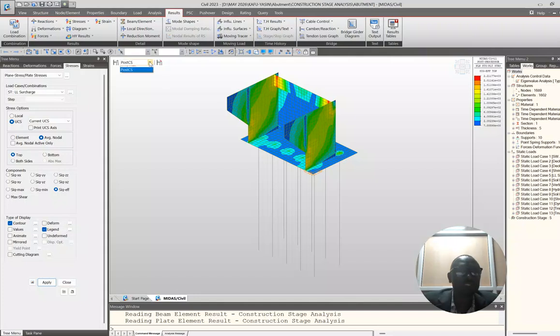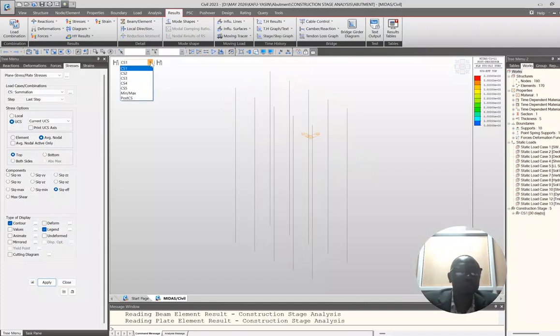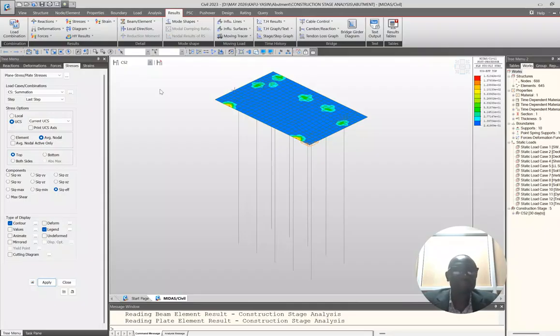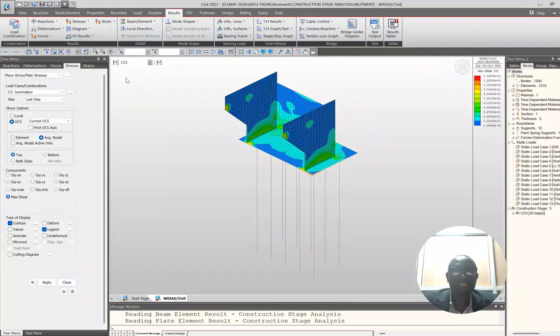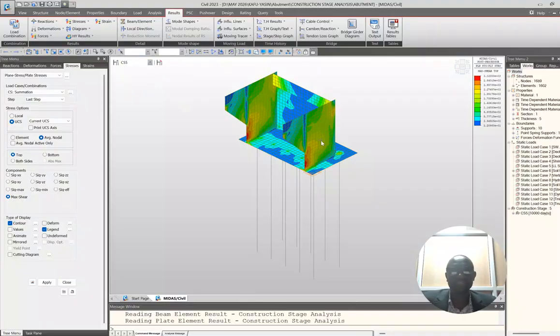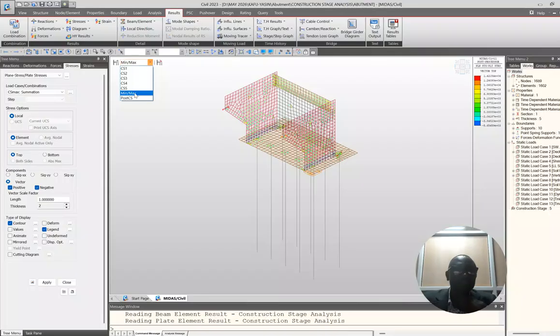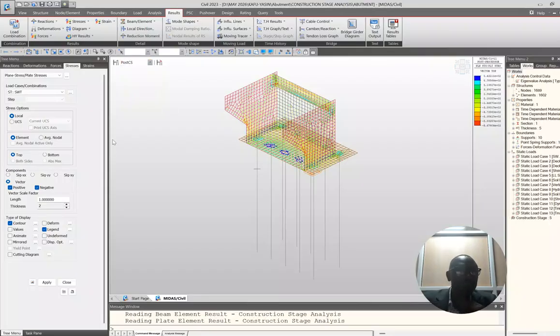So if we were to go back into the construction staging, normally for stage number 2, this is how you would look at the stress distribution, the shearing, and then construction 3. So the stress begins to build up as you continue adding the different elements. Now this is after you complete construction and you are able to load the structure. And the loading of the structure is in the post-construction stage.